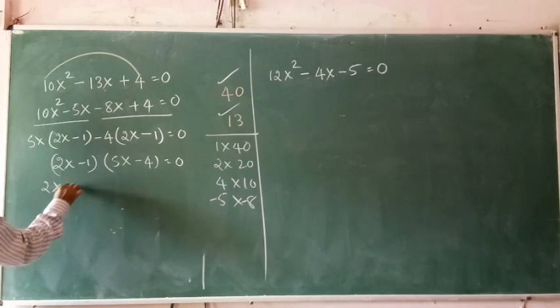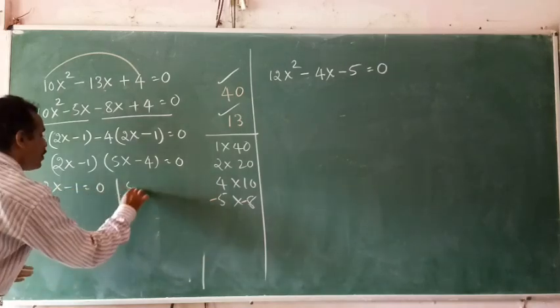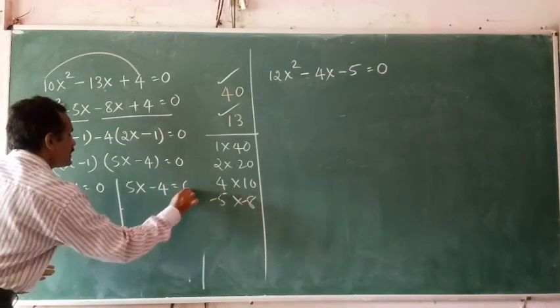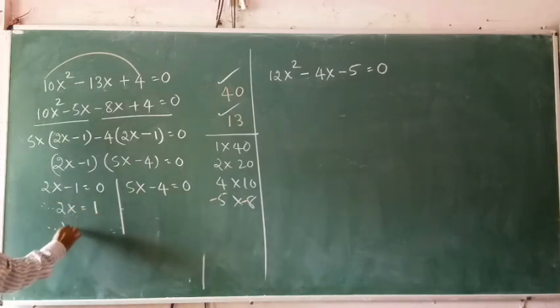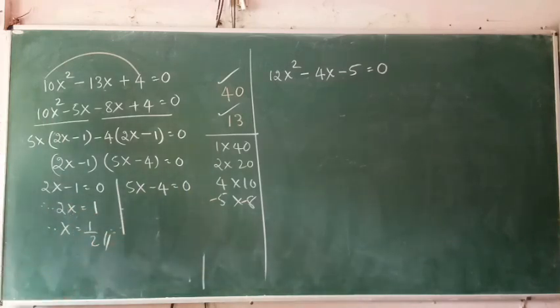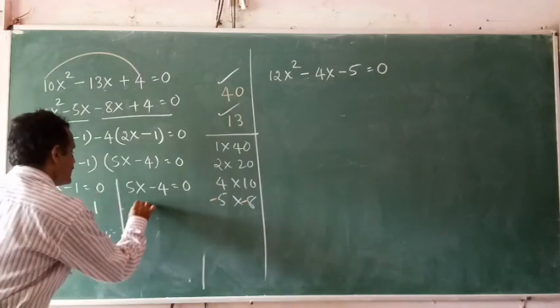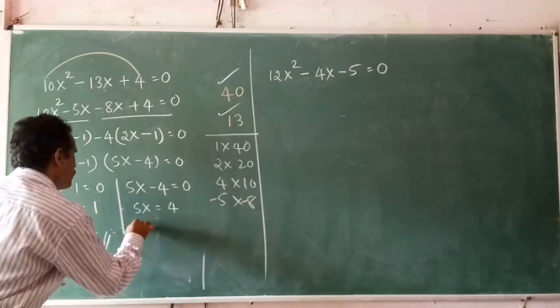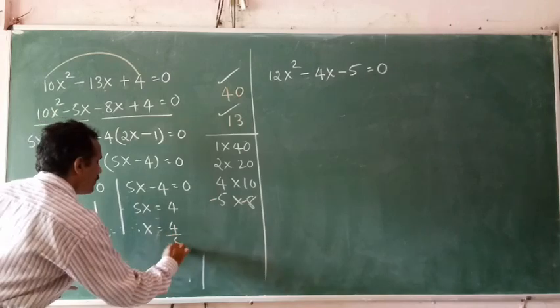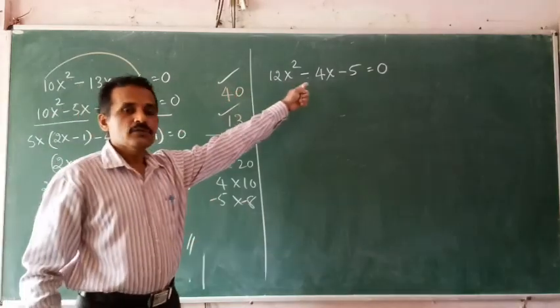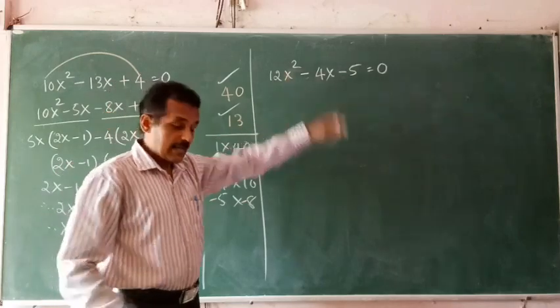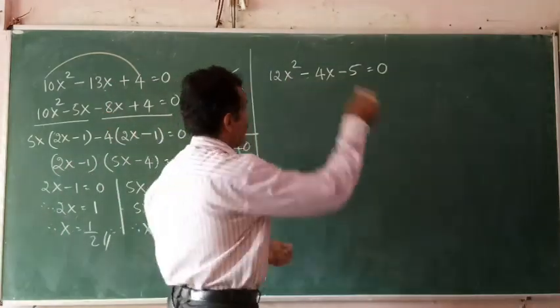It is 2x minus 1 is equal to 0 or 5x minus 4 is equal to 0. Therefore, 2x is equal to plus 1, x is equal to 1 by 2. Here it is 5x is equal to plus 4, x is equal to 4 by 5, are the roots of the equation. You can try this yourself and check with my answer.